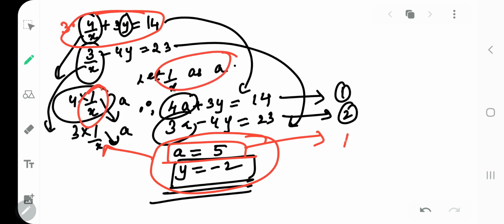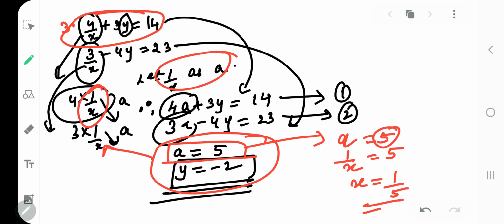So I'll take a, as I got, 1 upon x is equal to 5. A is equal to 5 I got, so 1 upon x is equal to 5. Therefore, if I reciprocate, it will be x is equal to 1 upon 5. Is that clear? Okay.